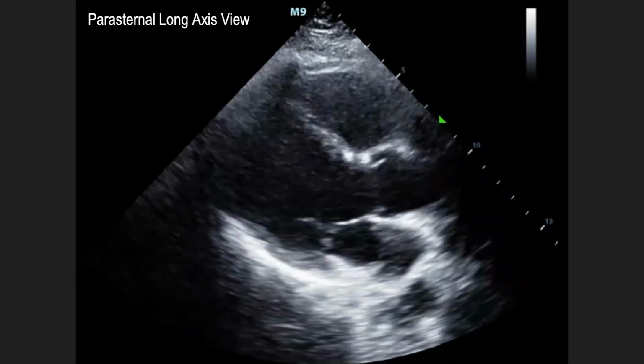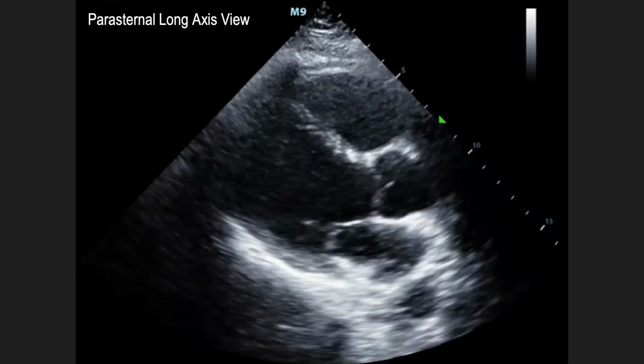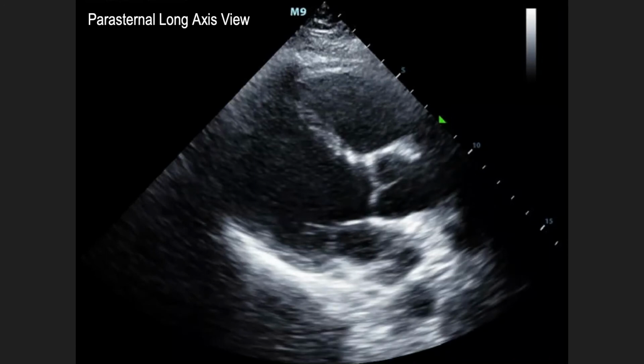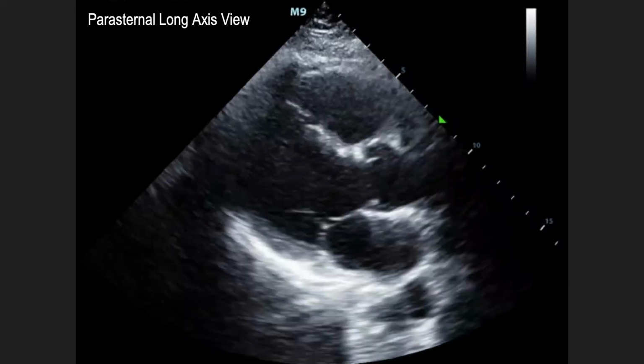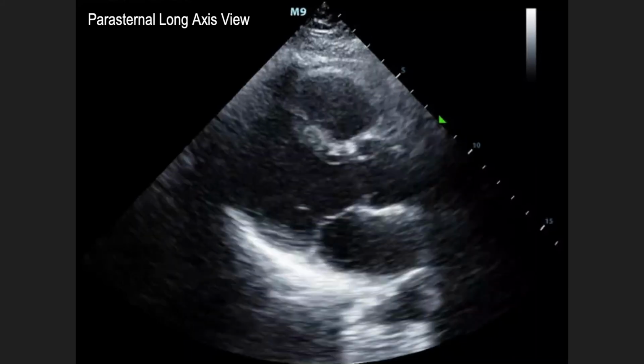So there, you're seeing early systole. You're seeing the aortic valve close. This is from isovolumetric contraction to systole, right? We're seeing the aortic valve open now, so blood is going from the left ventricle to the rest of the body via the aorta.